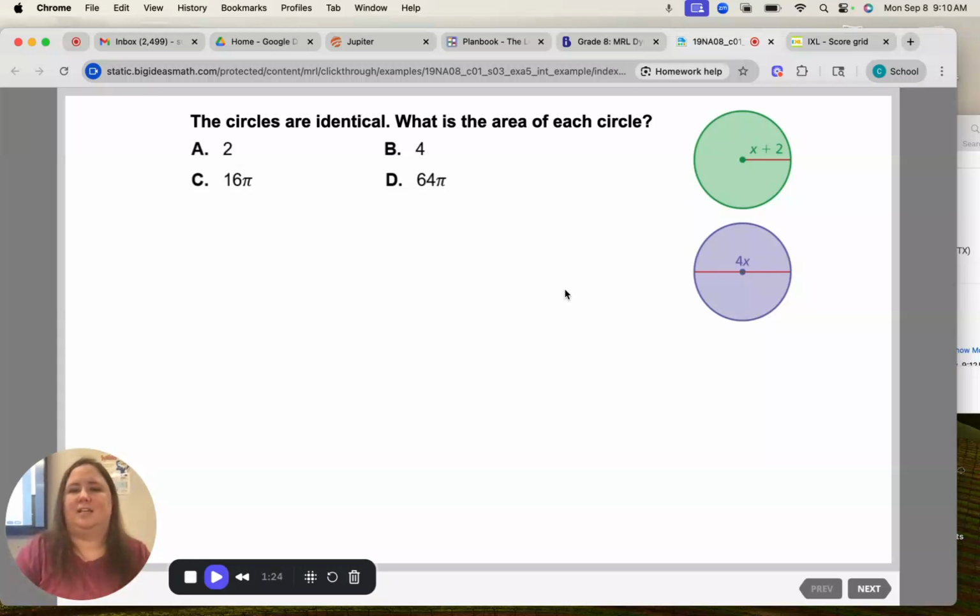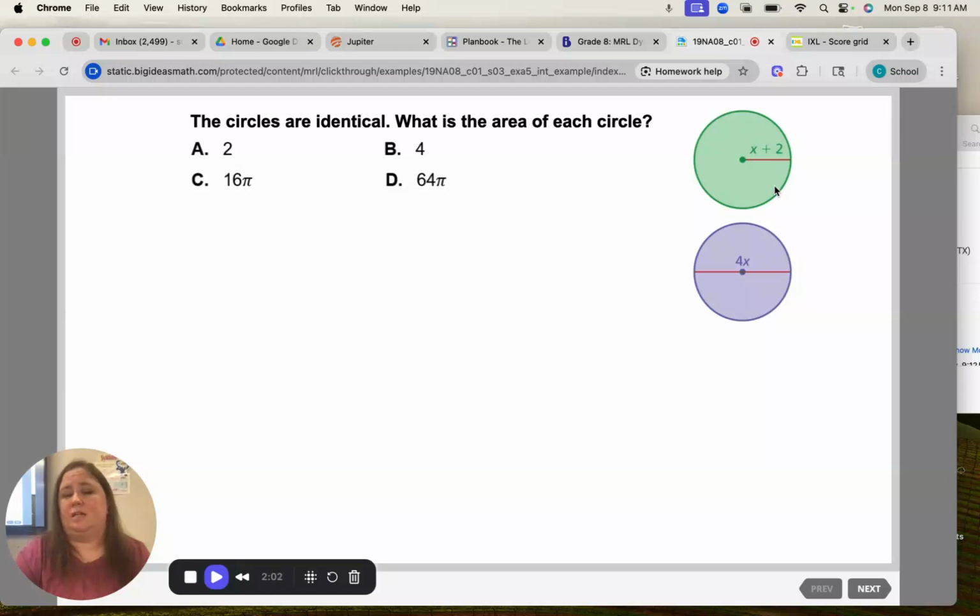Thank you. All right, so they tell us the circles are identical. What is the area of each circle? So first of all, area is talking about what part of the circle? The circumference? Nope. Or radius? Nope. What is the area talking about when you're looking at this circle? The inside of the circle. The entire inside of the circle. So you could say the shaded part of this circle is the area. Circumference is the perimeter, the outside, just the line. Area is all of the inside.